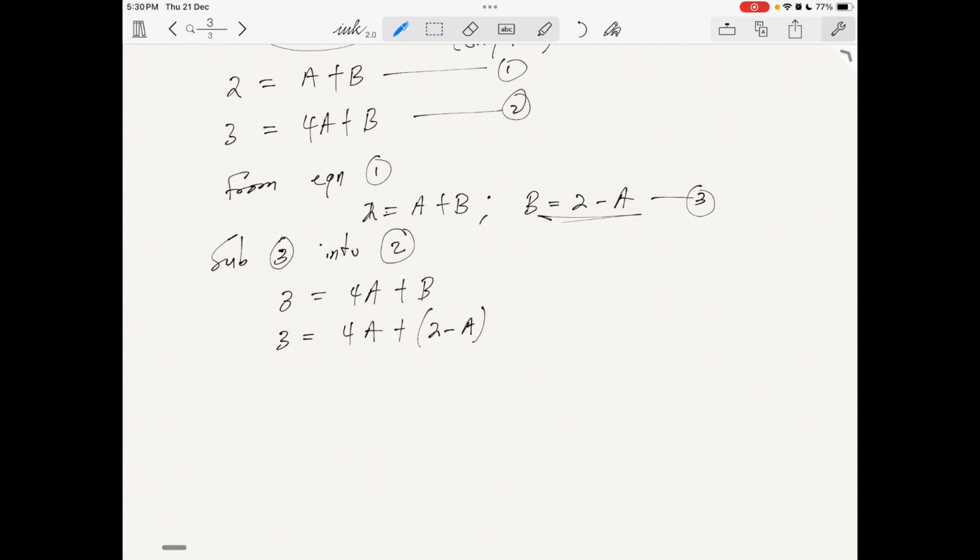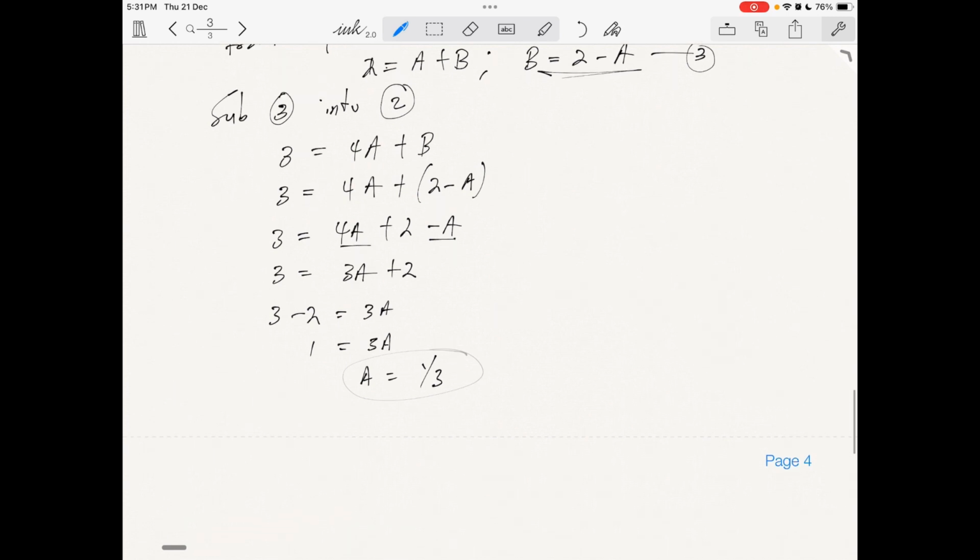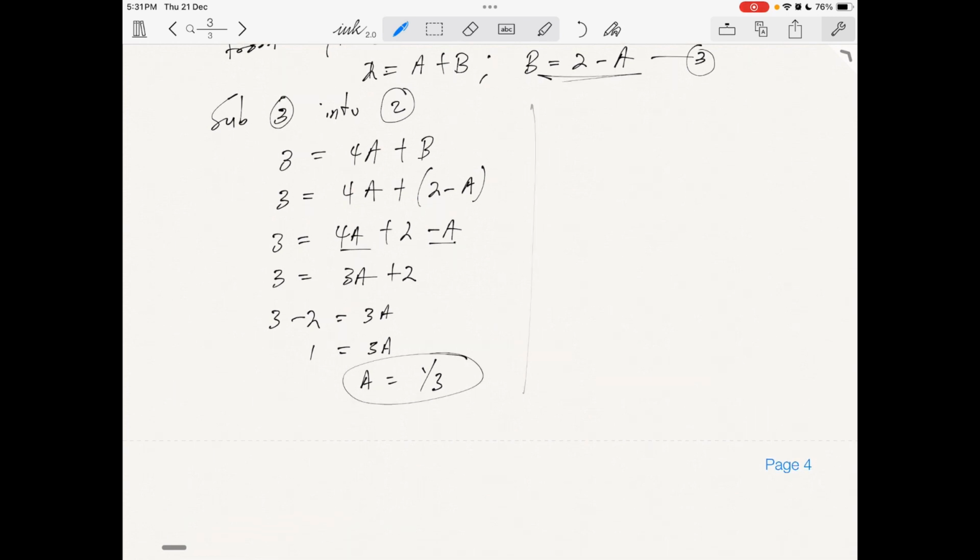The importance of brackets cannot be overemphasized, so let's ensure that. That means we have 3 is equal to 4A + (2 - A). Right? So 3 is equal to 4A minus A, which gives us 3A + 2. So let's evaluate A. That's 3 minus 2 is equal to 3A, if 2 goes to the other side. So 1 is equal to 3A. So I'm saying that A is equal to 1 over 3. Now, if we want to evaluate B, we recall from equation 3 that B is equal to 2 minus 1 over 3.